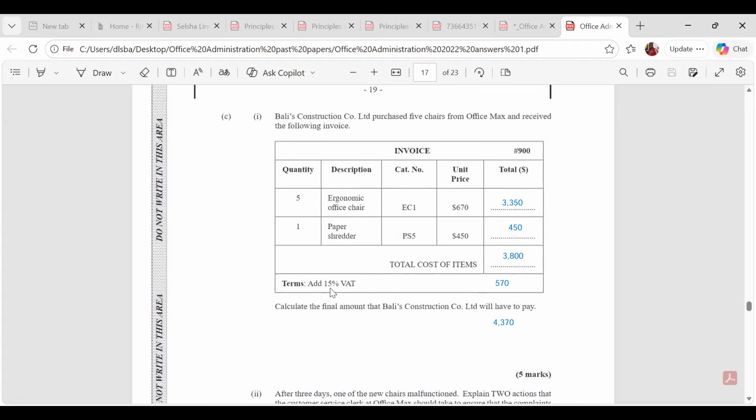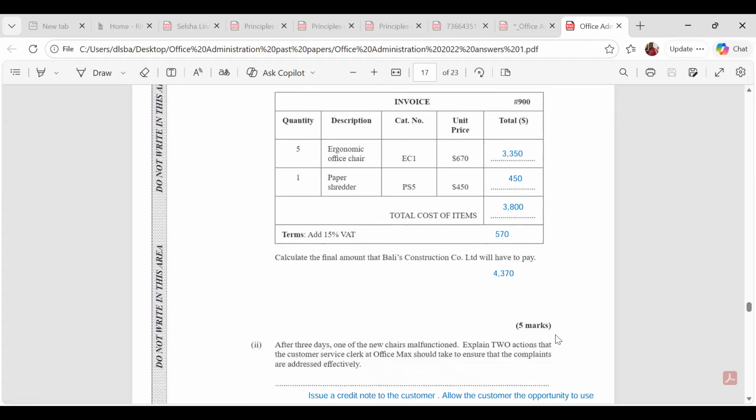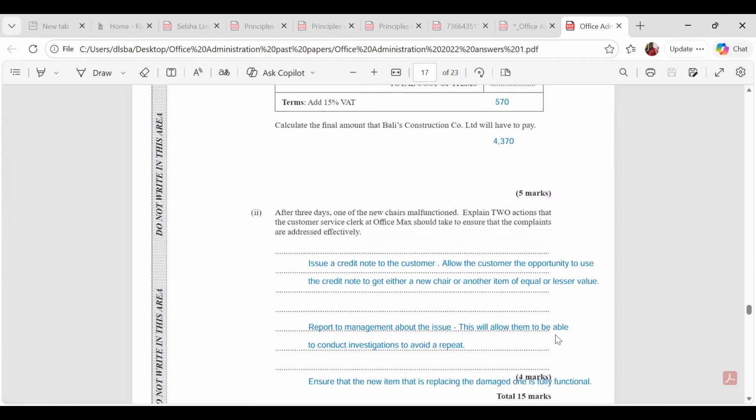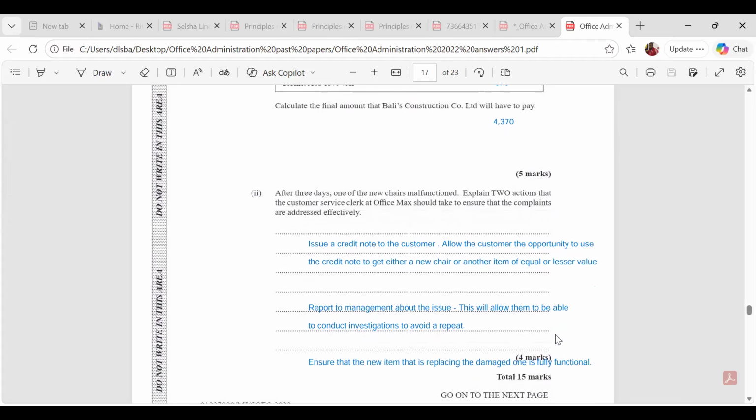Then they said terms add 15% VAT. So I had to calculate 15% of 3,800, which was 570. So the total that you'll have to pay will be 4,370. 3,800 plus the 570. Then they said after 3 days, one of the new trays malfunctioned.